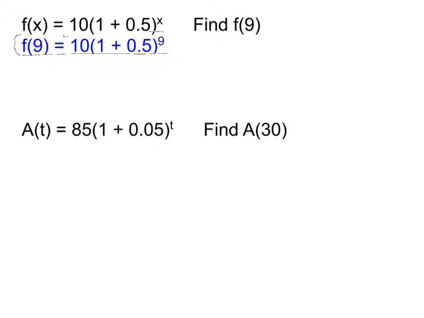Now that I've done that, it's a matter of order of operations from there. Order of operations would say to do the stuff inside the parentheses first, which we can do. So I'm going to go ahead and do the 1 plus the 0.5. It's 1.5. That one's easy, right? Didn't need a calculator for that yet. Although, I'm afraid with this one we may end up needing one before we're done. So we now have f of 9 equals 10 times 1.5 to the 9th.